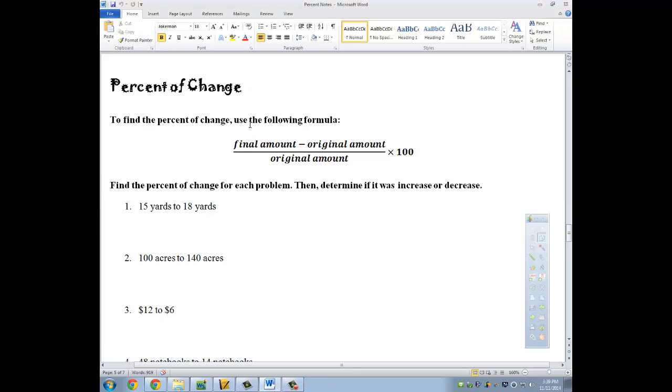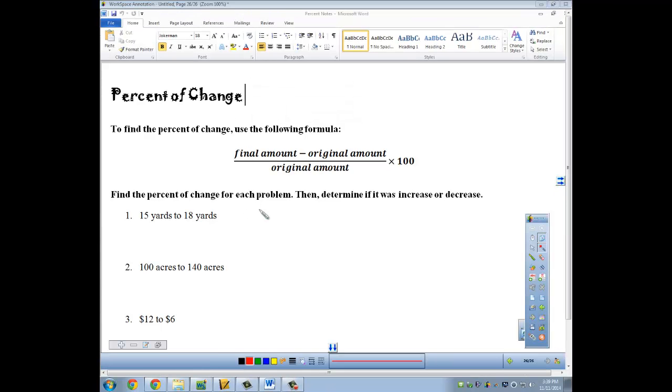Okay, so today we're talking about percent of change. We are going to be using this formula that I wrote at the top. It says final amount minus the original amount divided by the original and then times 100. Another way to think about it really often is you're going to take your second number.